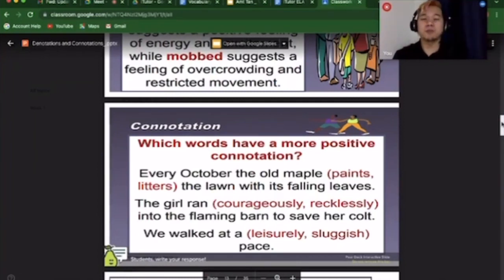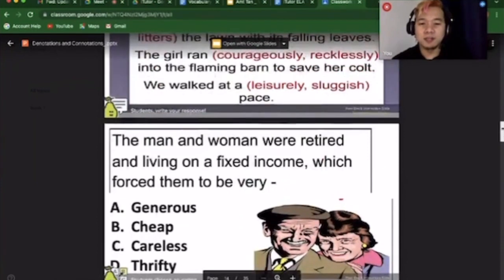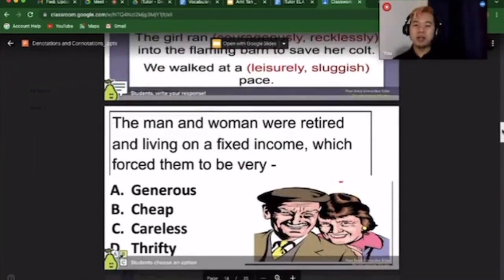Which one has more positive connotation? Courageously, that's nice. I think this is the last practice slide that we have. And I want EO, can you please answer this for me?